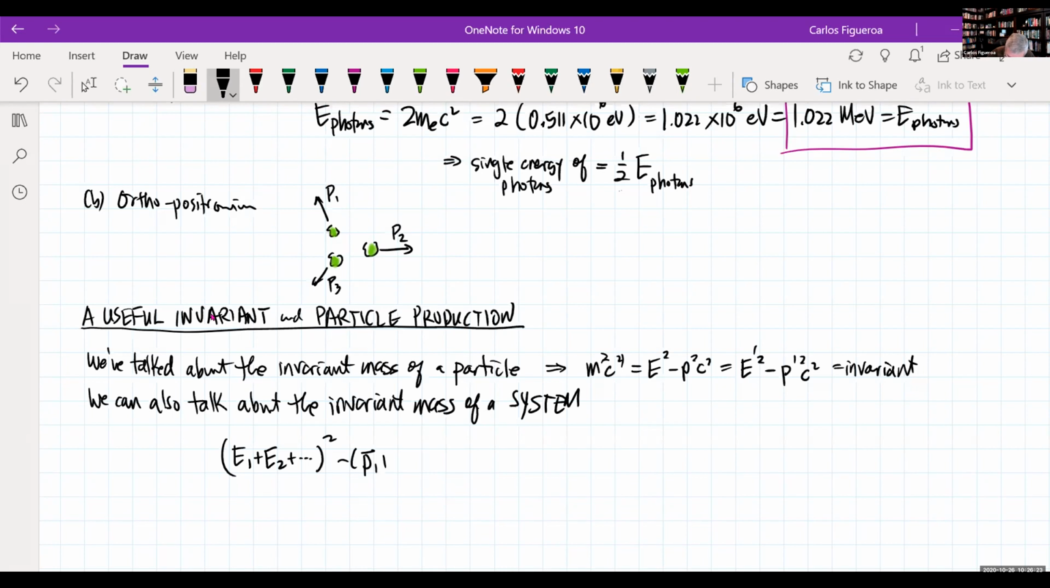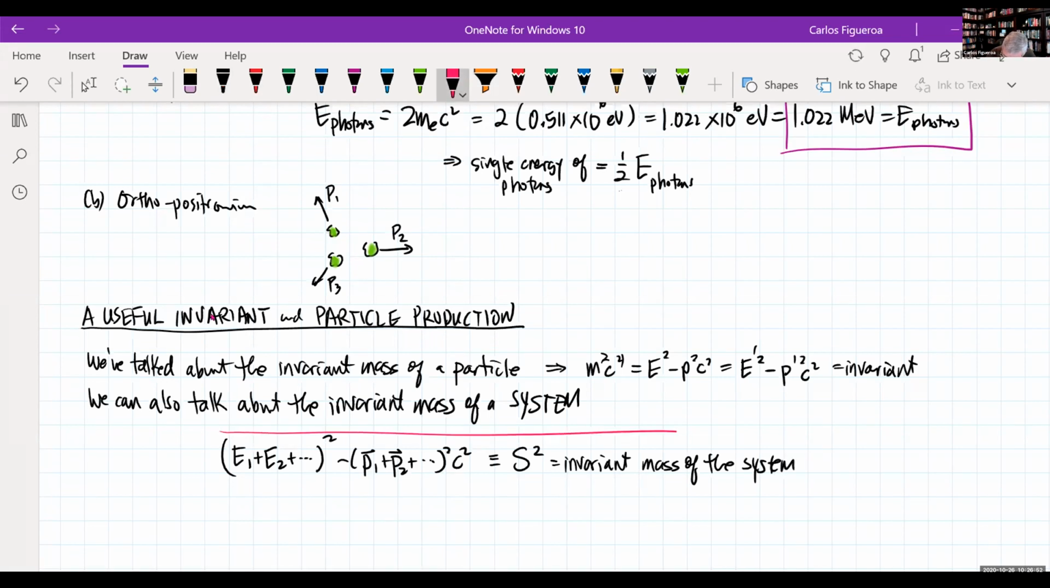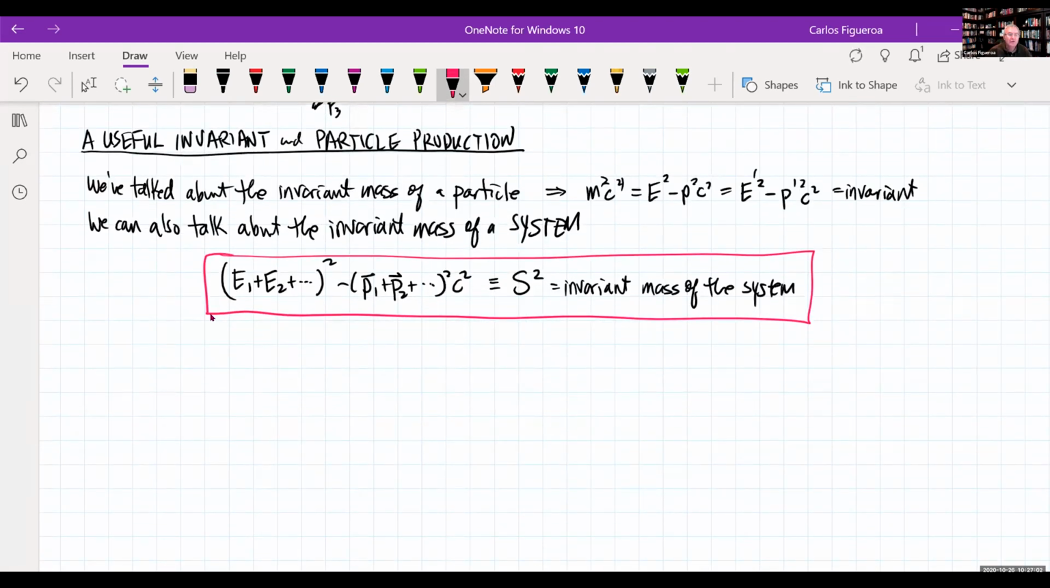Then I can come in and write the momentums of the system too. And this guy here is defined as s squared. And this is called the invariant mass of the system. And this is a very powerful one. It's actually one of many invariants along this way. And I probably won't talk about it, but there are other invariants called u squared, t squared, and it depends on how you look at the interaction.